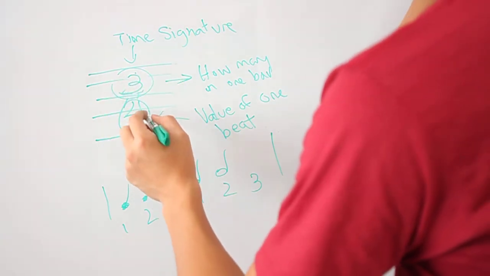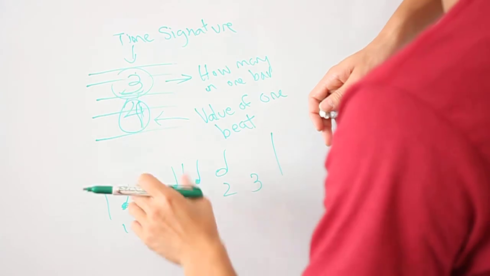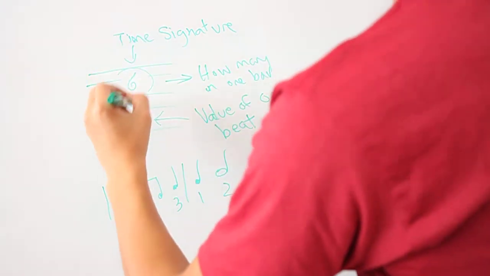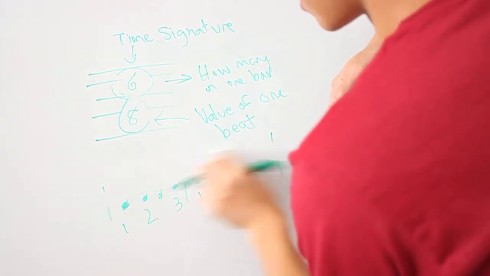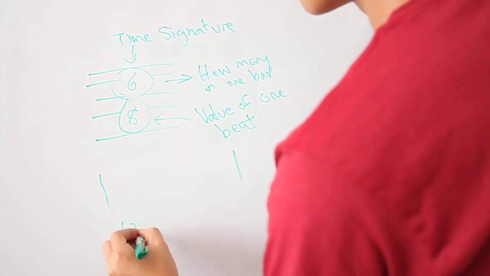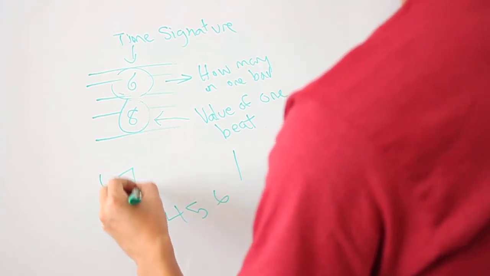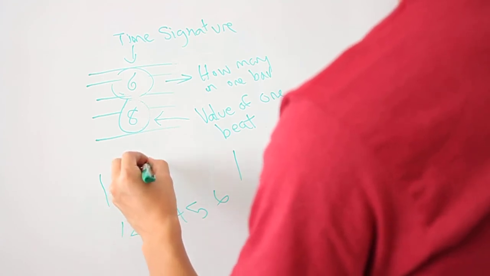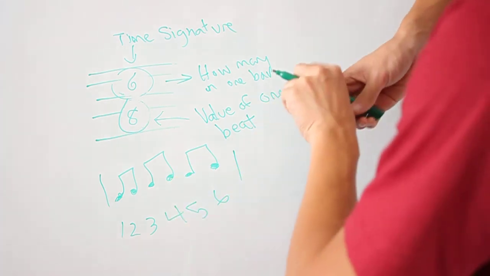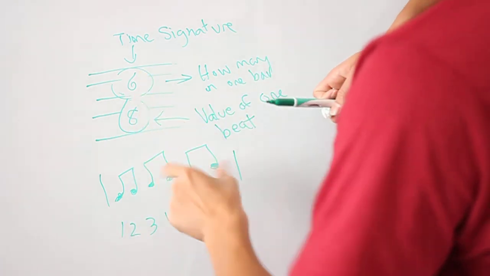So once again, the bottom is the value of the note, and the top is how many times it is occupied in the bar. If you see something like 6/8, then you want to think about your bars as split up into 6 different eighth notes. 1 and 2 and 3 and. So 1, 2, 3, 4, 5, 6, 1, 2, 3, 4, 5, 6. There are 6 eighth notes in one bar.